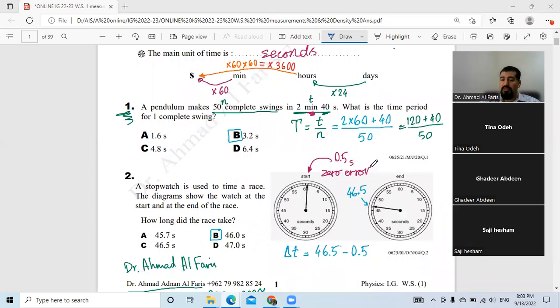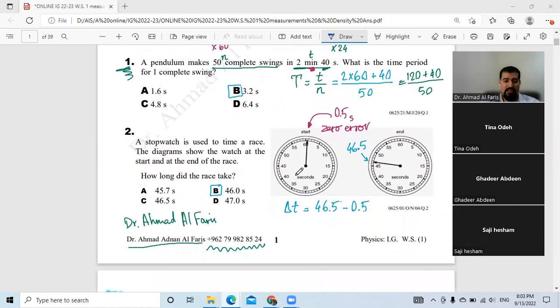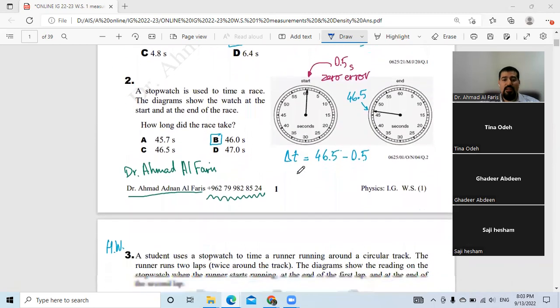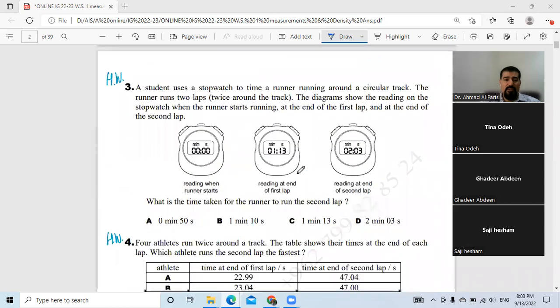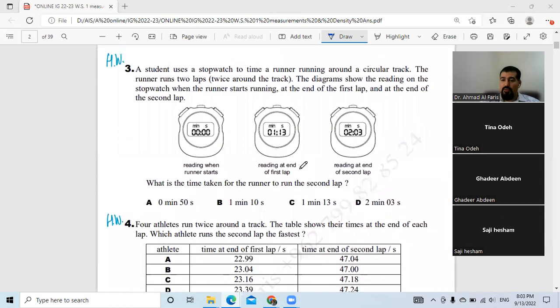Then we talk about the zero error in any instrument: the stopwatch, the meter rule, the ammeter, the voltmeter, the temperature. Always we have to check the zero error on this instrument, the micrometer screw gauge. Now let's move on to the multiple choice question that was your homework.